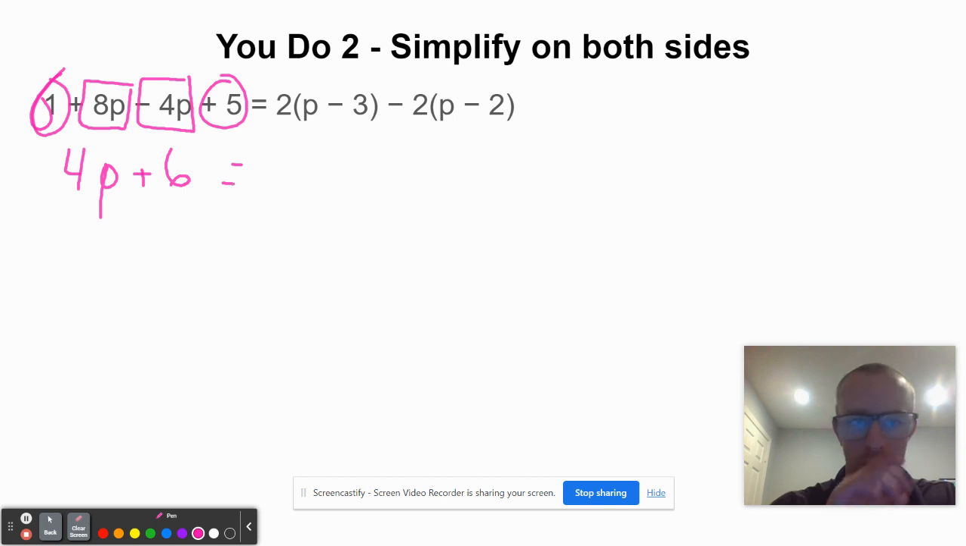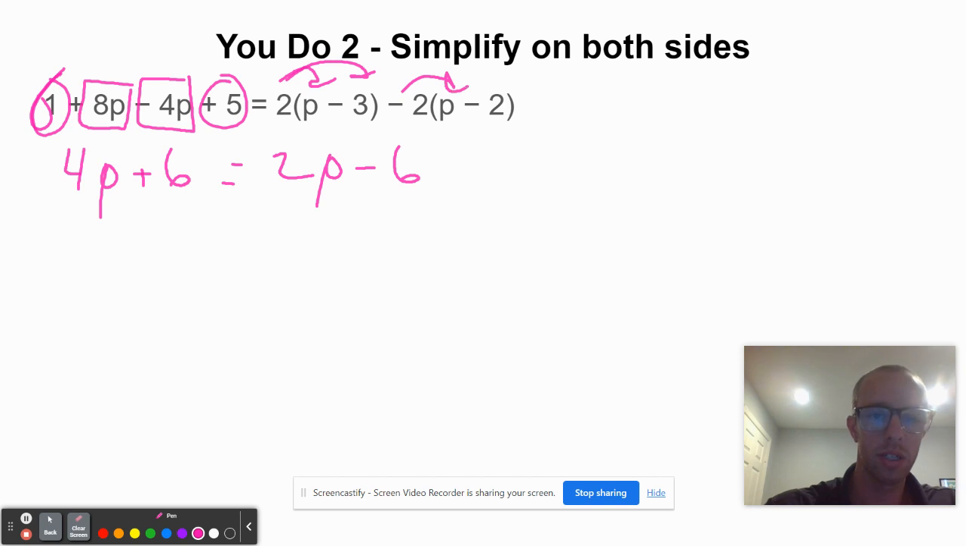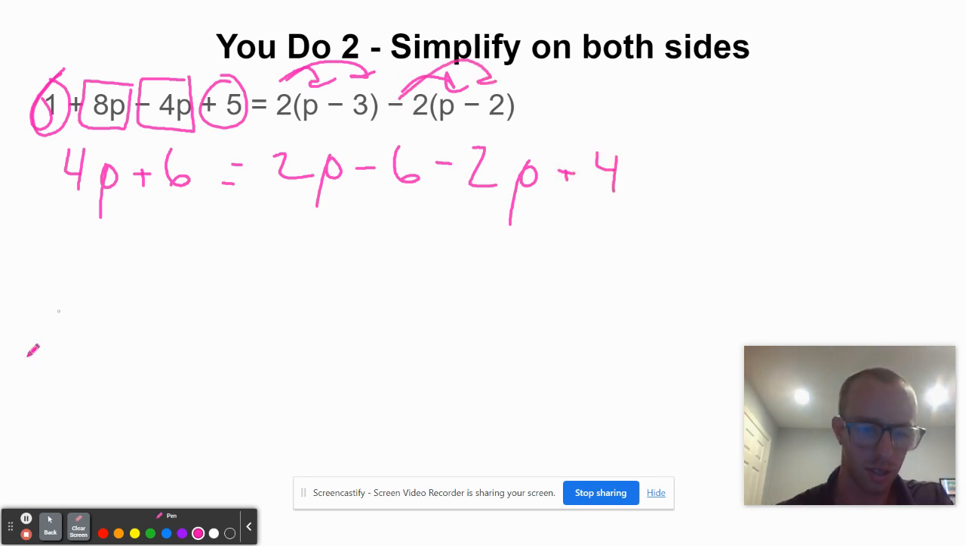This side, I've got a little bit more simplification to do. I've got to distribute first. 2 times p is 2p. 2 times negative 3 is negative 6. Negative 2, distributing again, times p is negative 2p. Negative 2 times negative 2 is positive 4.